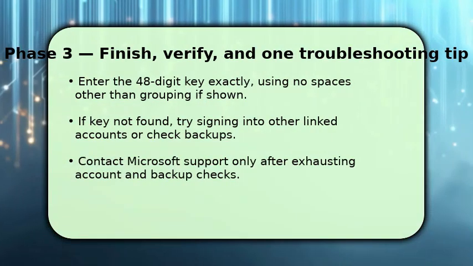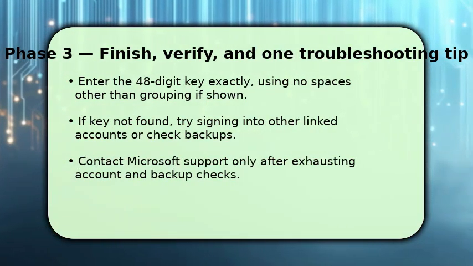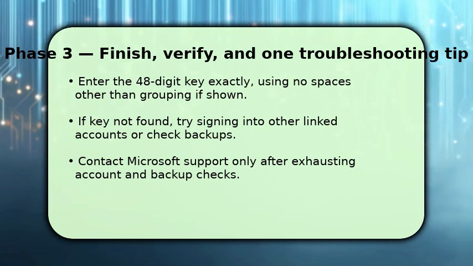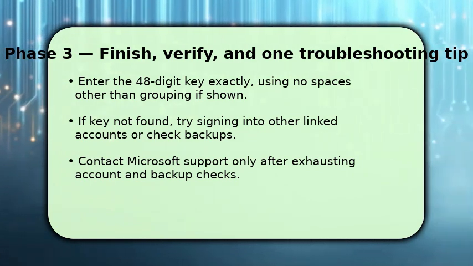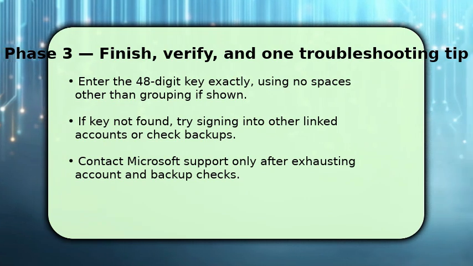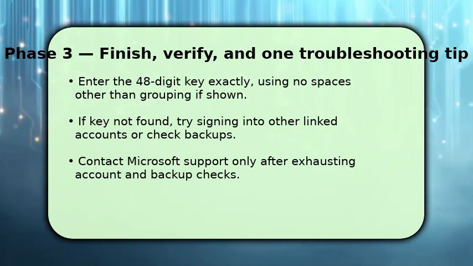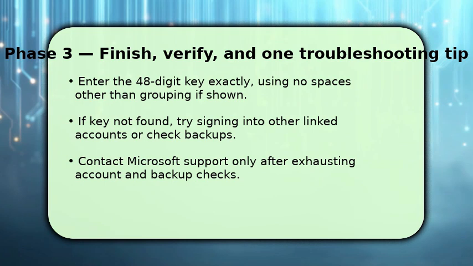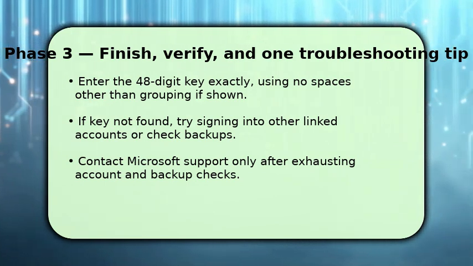You finish by entering the 48-digit recovery key at the BitLocker prompt. Type it exactly, and press Enter to unlock. Once unlocked, go to Settings and suspend BitLocker, then back up the recovery key to your Microsoft account and export a copy to USB or print it for safekeeping.